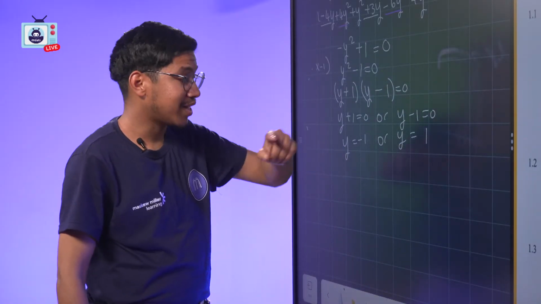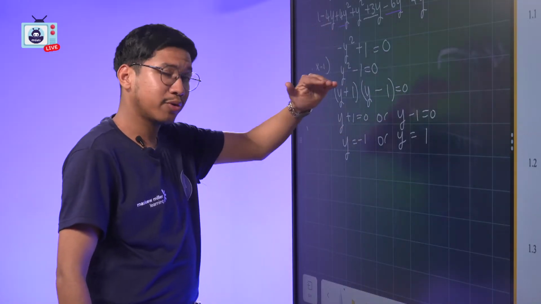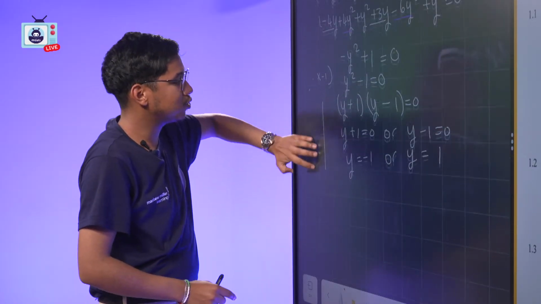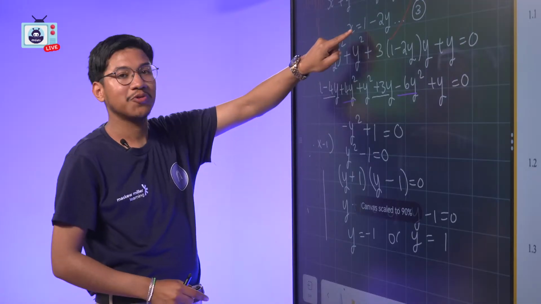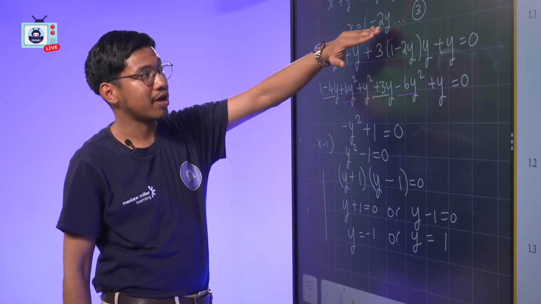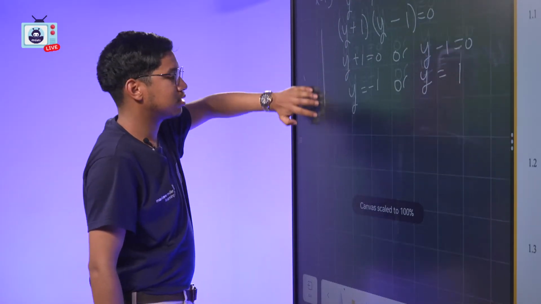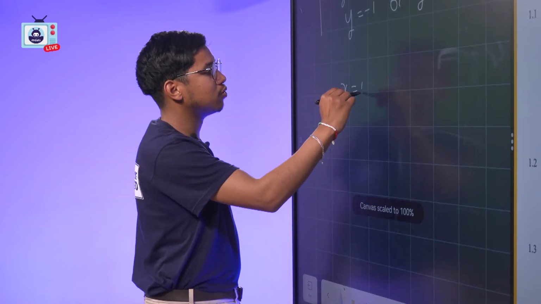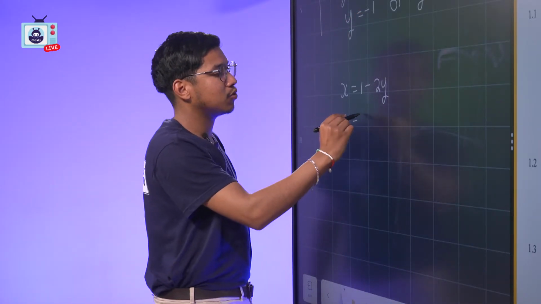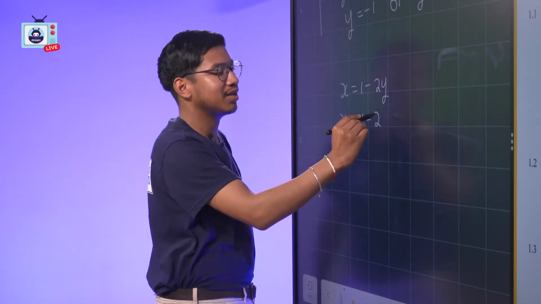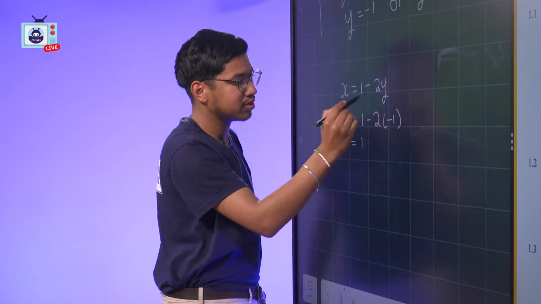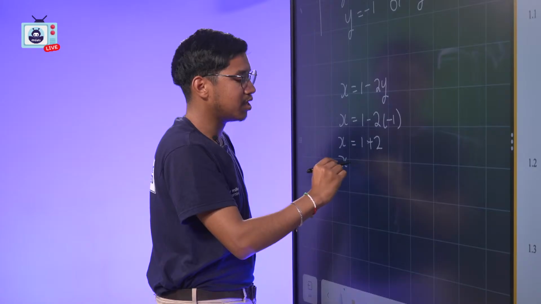Am I done? No, I'm not. I need to find out what my solutions for x are. So all I do is I just take these two y values and I substitute them into equation number 3 to find out what my corresponding x values are. So here I have x is equal to 1 minus 2y as equation number 3. So I'm first going to substitute the first y value. So I will have x is equal to 1 minus 2 times the first y value, which is -1. And this is very easy to solve. So here I have 1, and -2 times -1 is plus 2. And then x will be equal to 3.